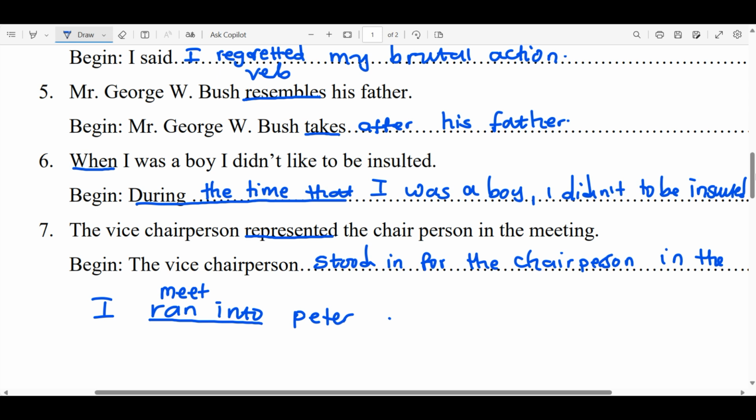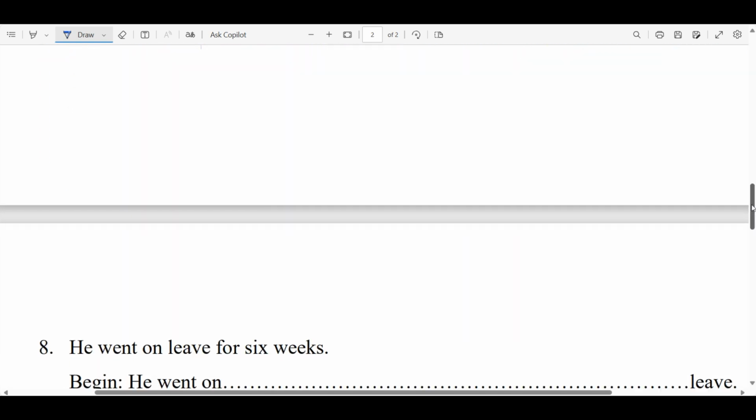Like, let's say you are going for a school program or maybe a church program and your actual leader is not coming, then if you want to say, I'm going to represent you, I'm going to be there for you in your absence, you can just say, I am going to stand in for you. So in the meeting, that's our answer. Okay, so let's hope we are learning at least one or two. Then we move on to number 8.